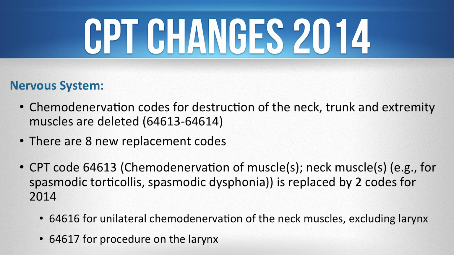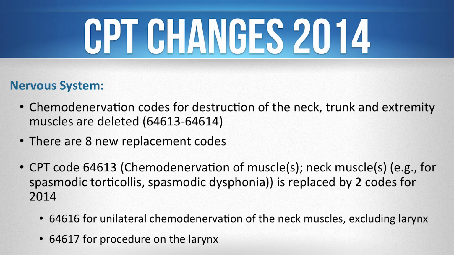Your nervous system, once again, we're going to see changes made to the chemodenervation codes for the destruction of the neck, the trunk, extremity, and muscles. These are all deleted for 2014. We have 8 new replacement codes.